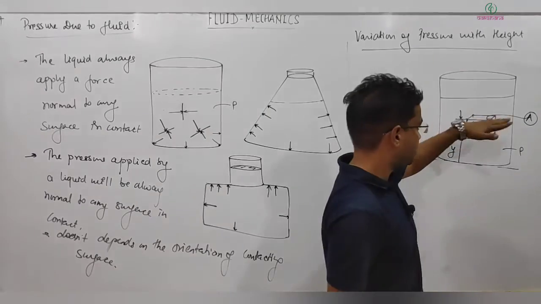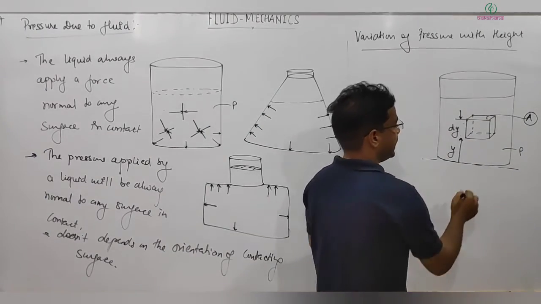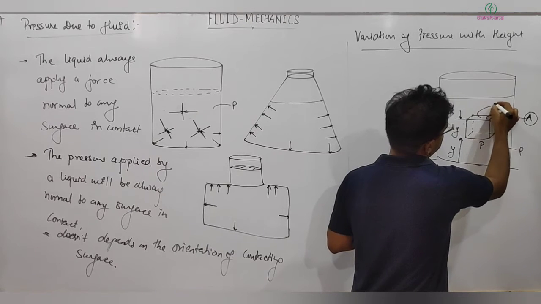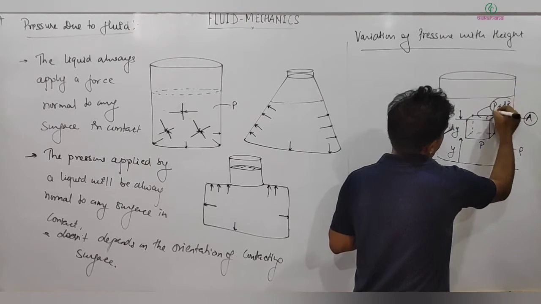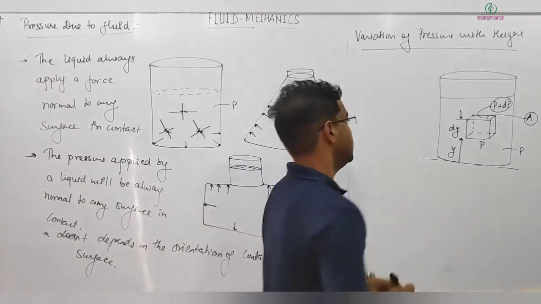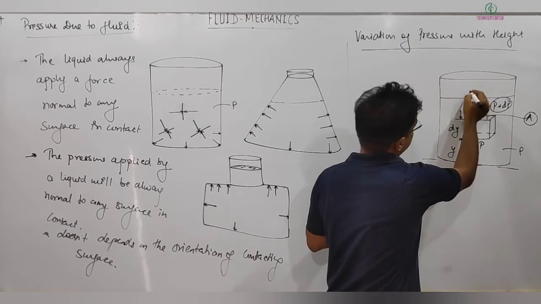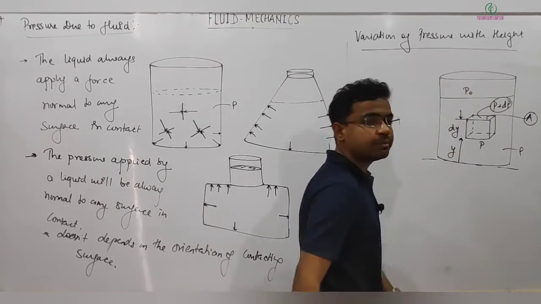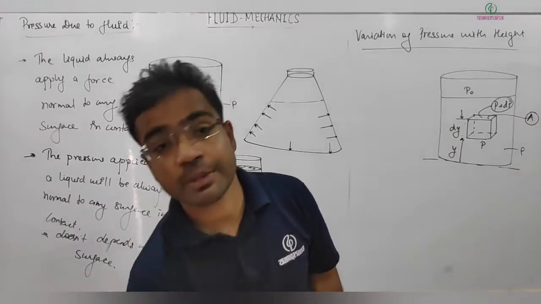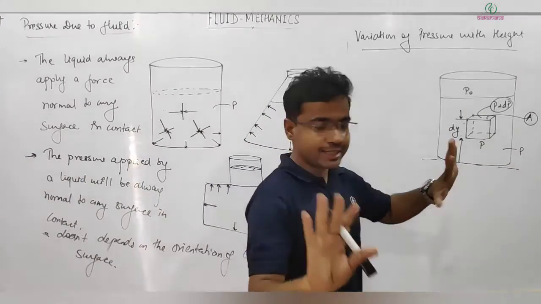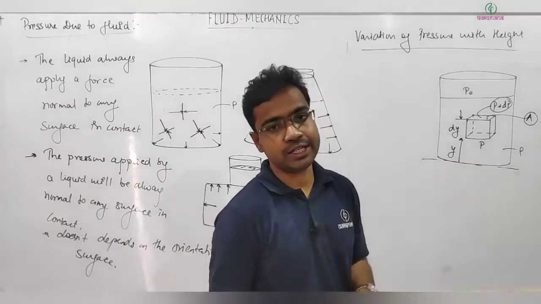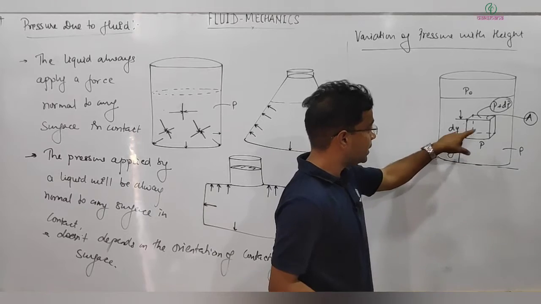So the top area of cross section is A, and then I can take the pressure at this point as P, and pressure at this point is P plus dP. So right now I am talking about the variation of pressure. Another point here, pressure is equal to P naught, the atmospheric pressure, because this is open to the atmosphere. Now here I am trying to explain the variation of pressure in the liquid with height or with depth.